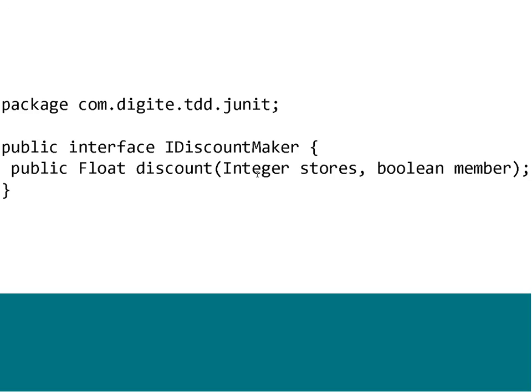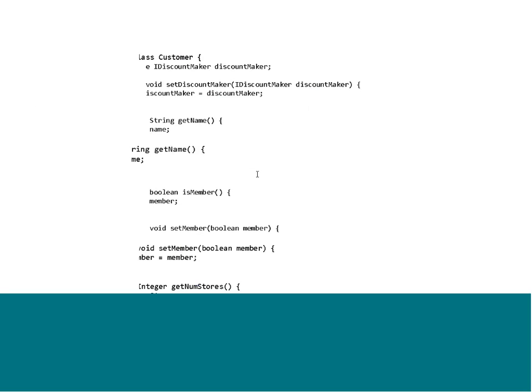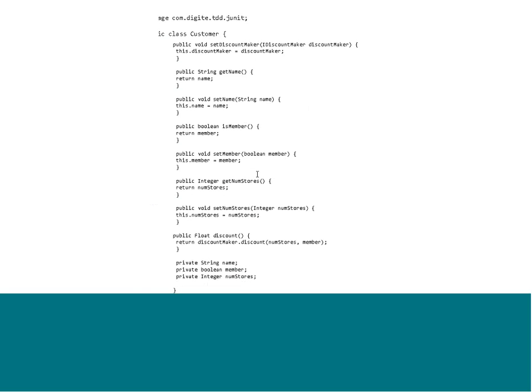So now I have defined an interface called DiscountMaker, and it has a single method called discount, to get the discount for a given condition. Then we have the Customer class, which actually uses the DiscountMaker. A customer has a name, whether or not the customer is a member of the participating store, and how many stores the customer is registered with. That's the kind of scenario that we are trying to build here.